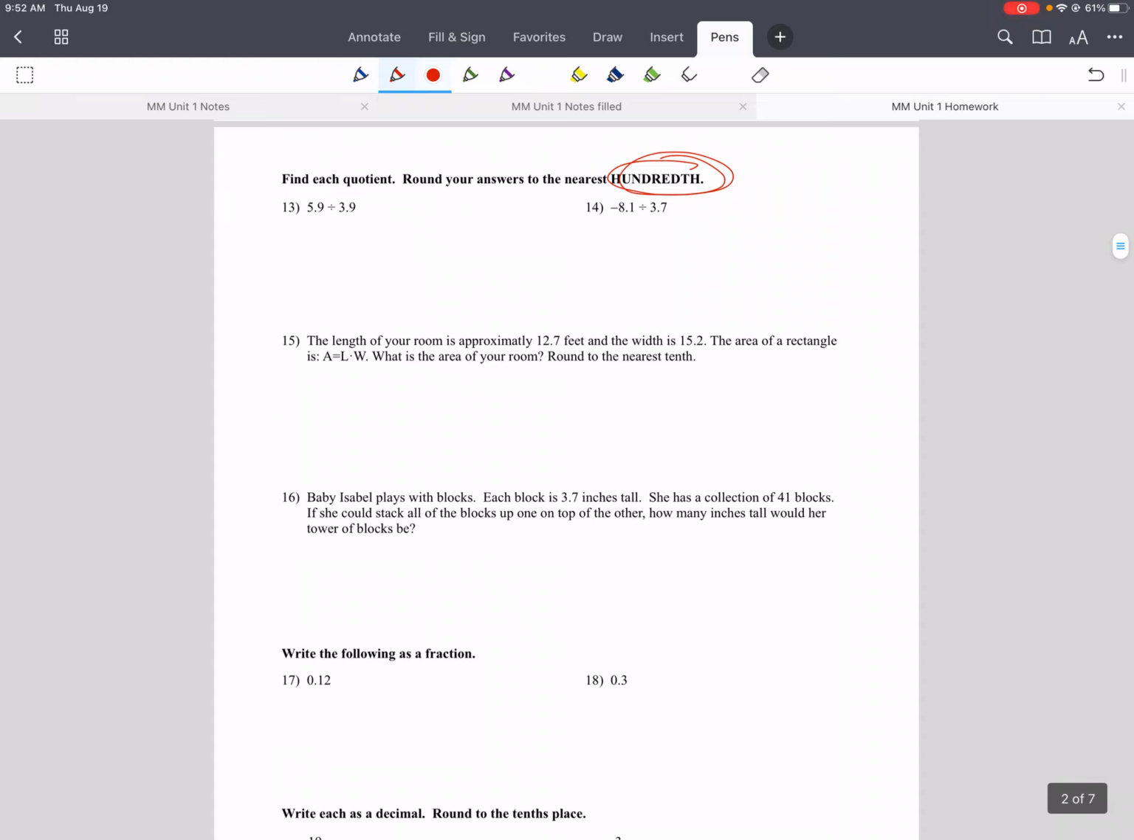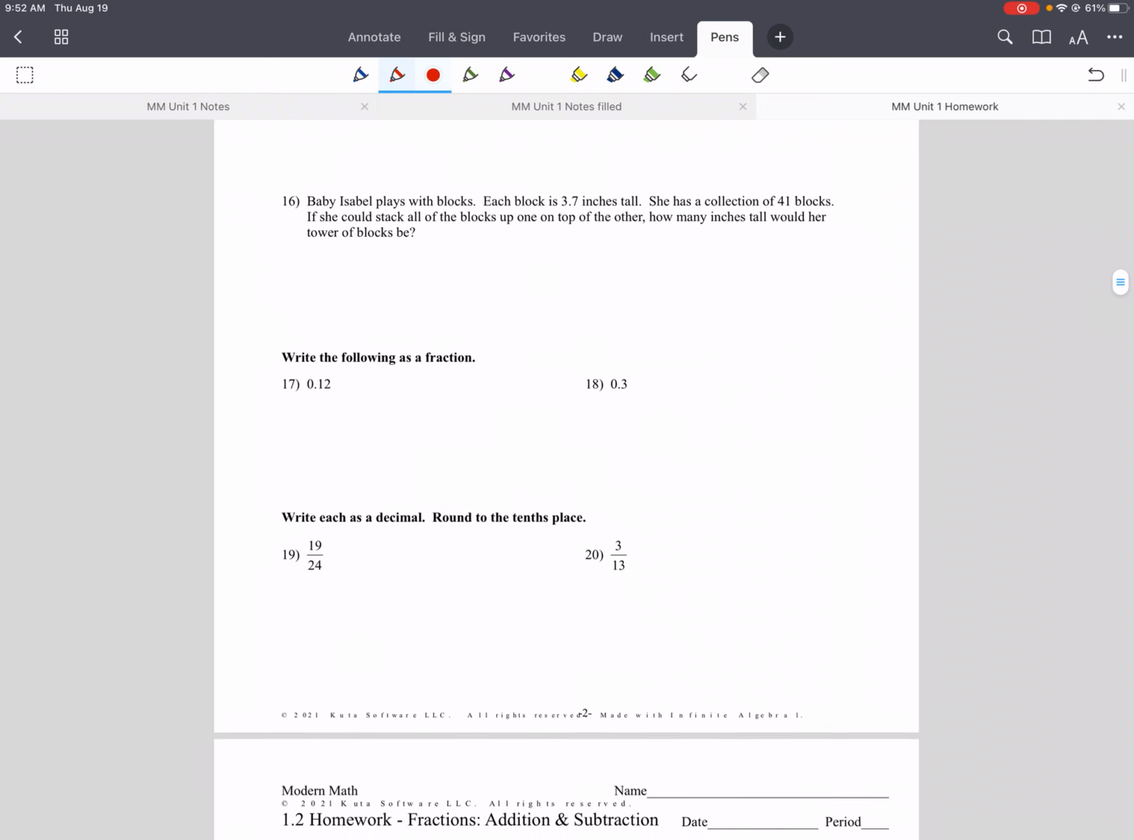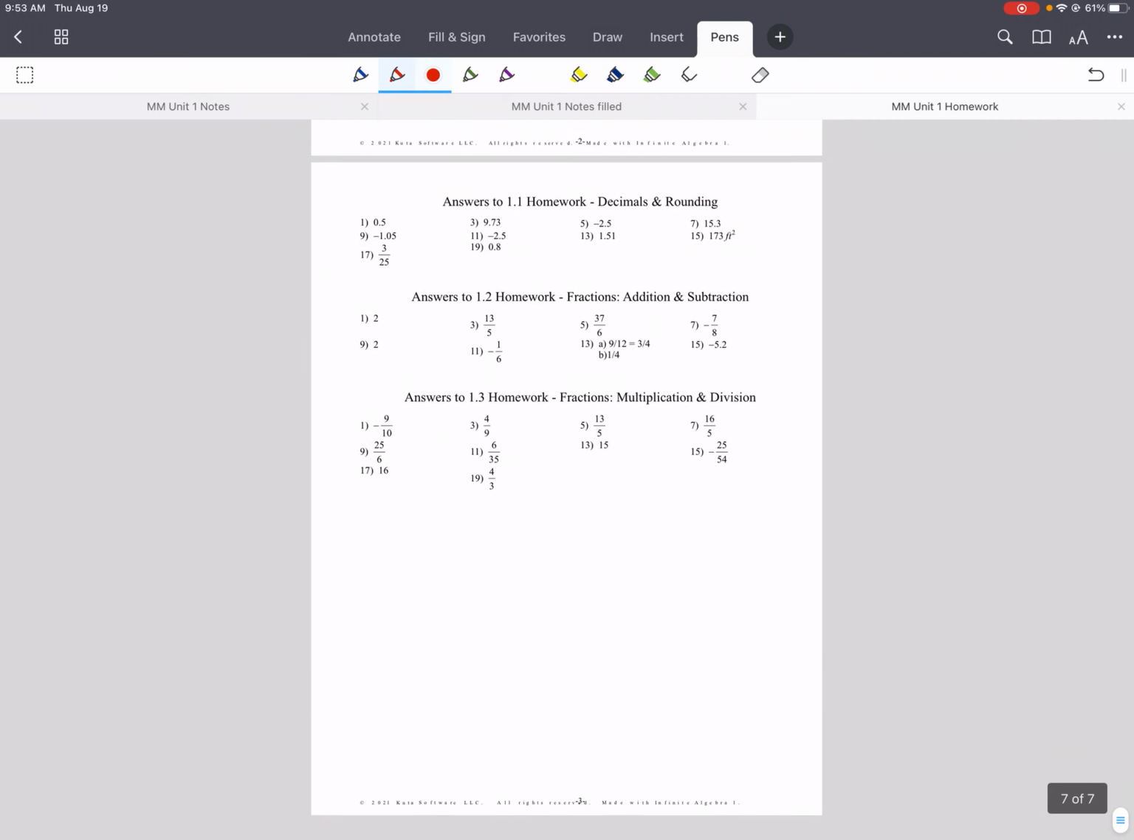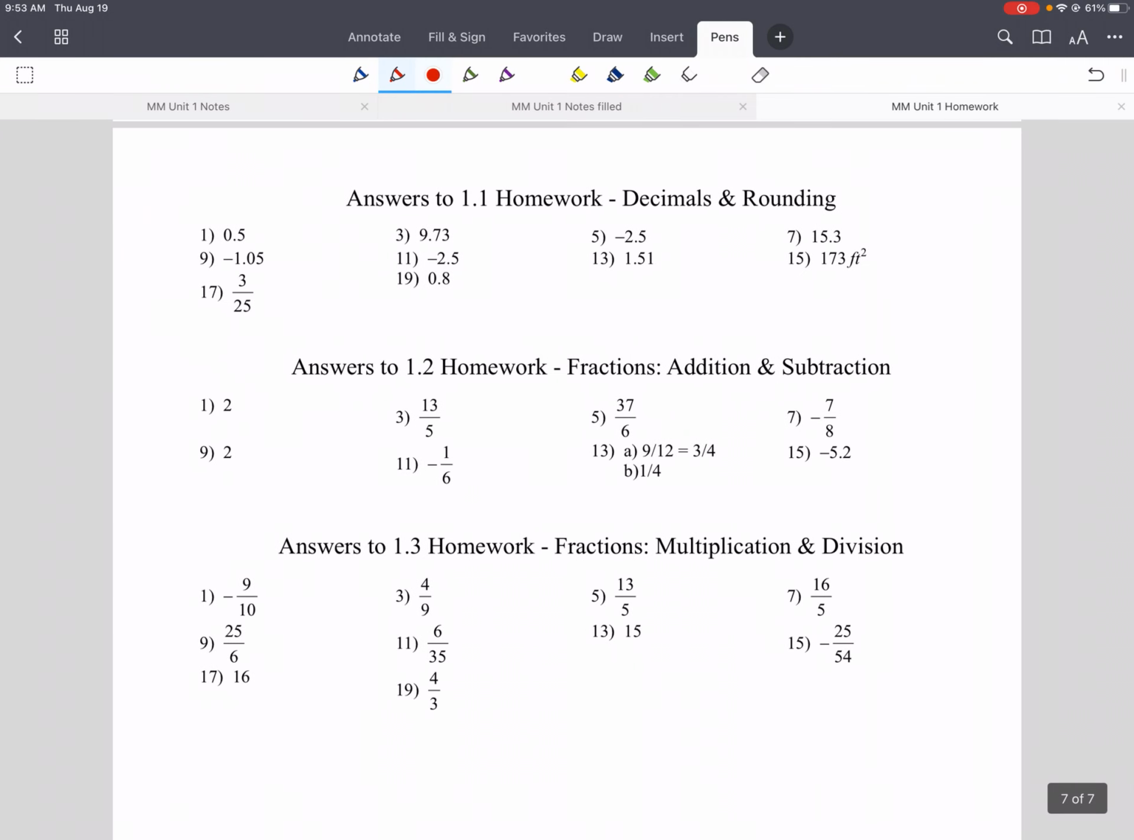These word problems, they're basically saying, well, just read them. It kind of gives you the equation, what you need to do. If you have questions on those, stop by. And then switching from a fraction to a decimal and decimal to a fraction, we kind of talked about that also. So just make sure you got that. And like I said, the last page is your odd answers. So check those. They should be correct.